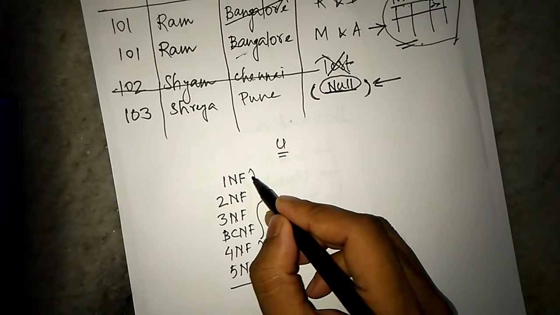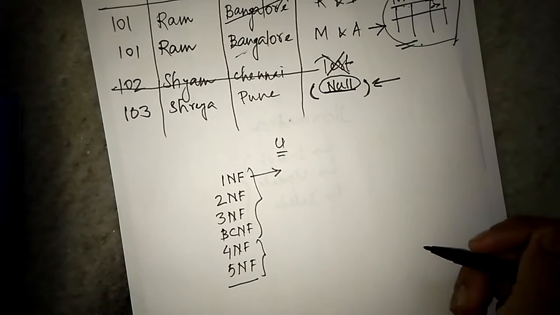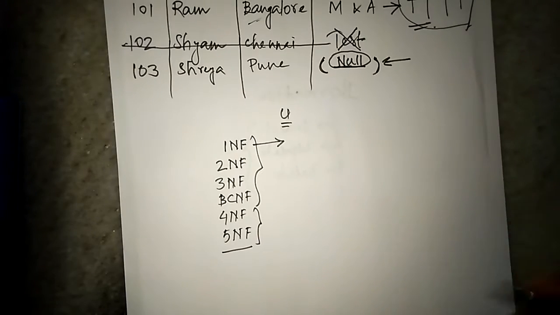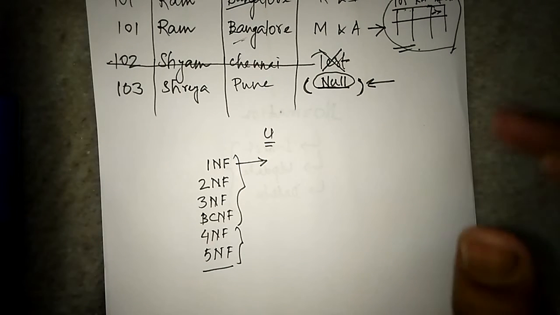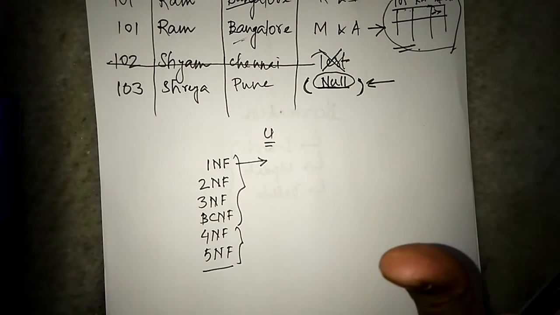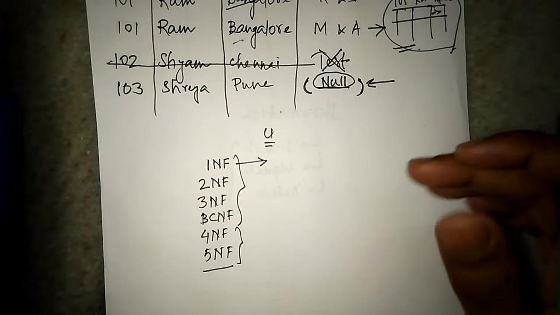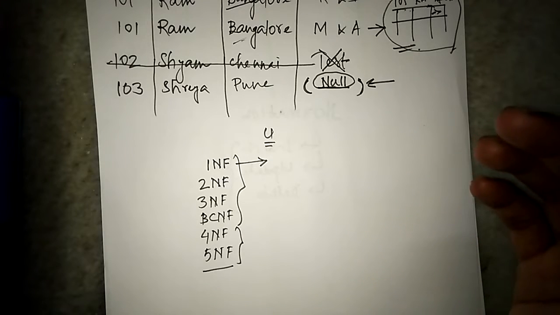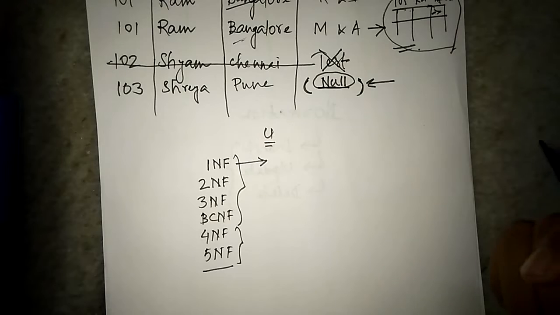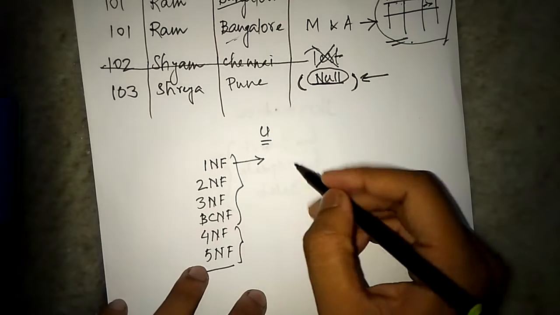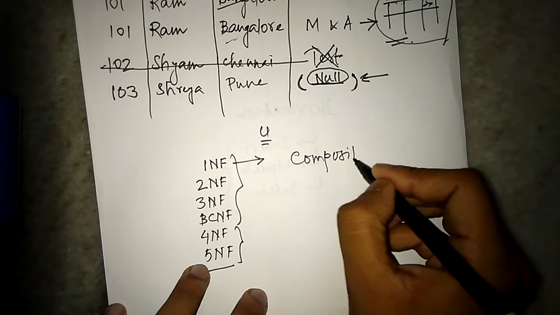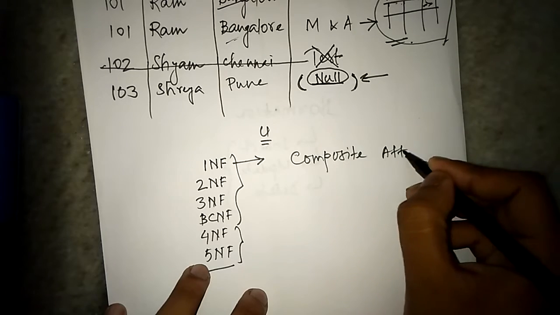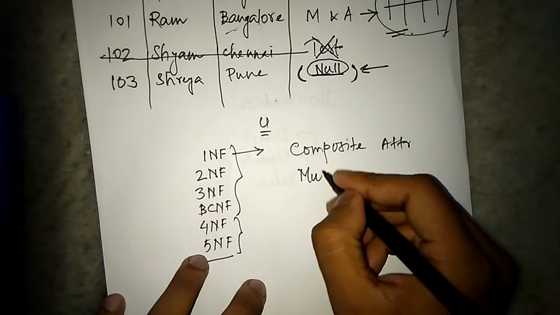The first is, what is 1NF normalization? 1NF normalization says that the table should be flat. So there will be no composite attribute or multi-valued attribute in the table. So first we have to discuss what is a composite attribute and a multi-valued attribute.